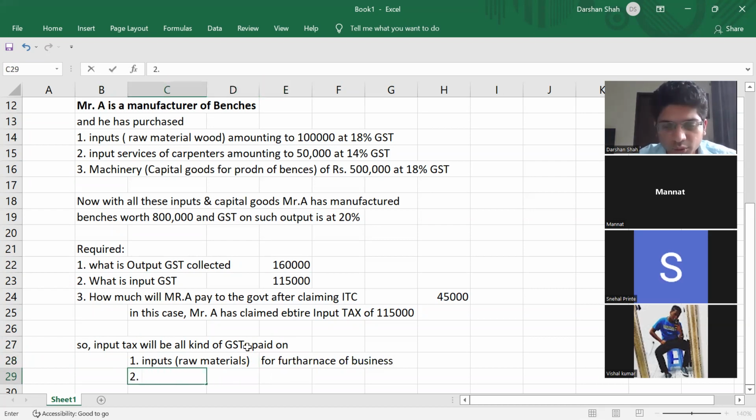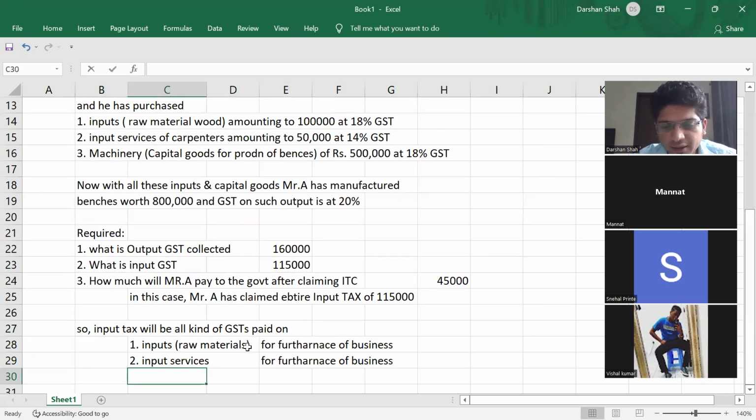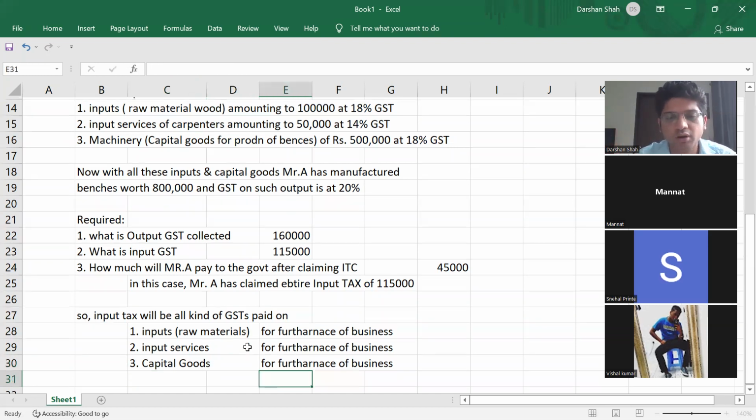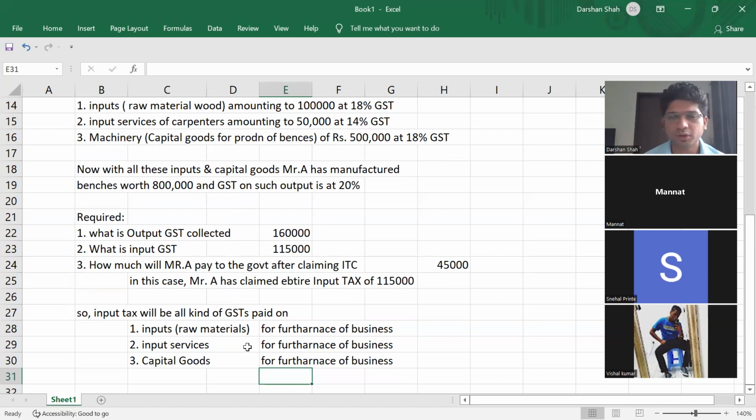Number two, input services. All kind of input services, again, should be for furtherance of business. And even capital goods. Entire value, even though capital goods are going to be used for 10 years, 12 years, the entire amount of tax paid on capital goods can be used for my input GST.